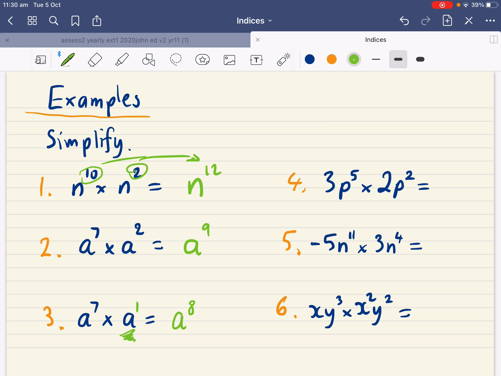All right, on to example 4. Here we have, see this 3 here and see this 2? That's just a normal 3, and that's just a normal 2. There's no indices above it or anything like that. They're just a normal 3 and a normal 2. And notice how we're multiplying.